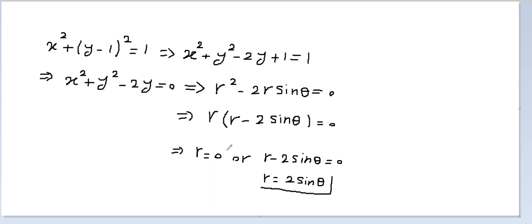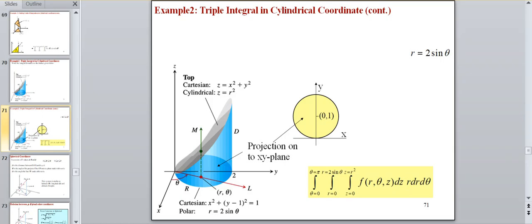This is the main equation that we are looking for. Why? Because the equation r equals 0 is included here: when theta is 0, r equals 0. So r equals 2 sine theta is what we are looking for. So let's go back here. r equals 2 sine theta is the polar equation of this circle. So we can say theta is from 0 to pi and r is from 0 to this circle, which is 2 sine theta.